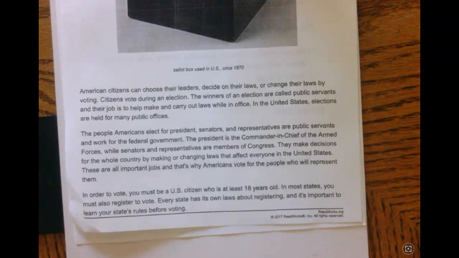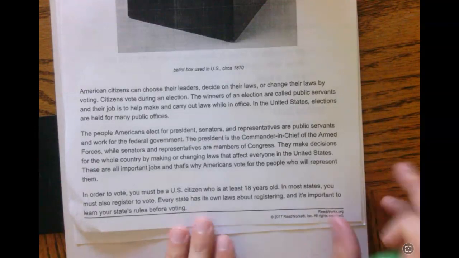In order to vote, you must be a U.S. citizen who is at least 18 years old. In most states, you must also register to vote. Every state has its own laws about registering, and it's important to learn your state's rules before voting.